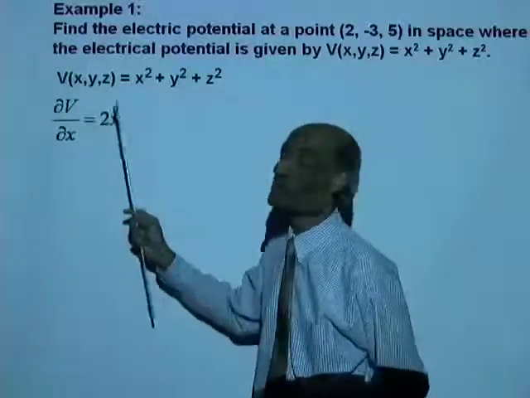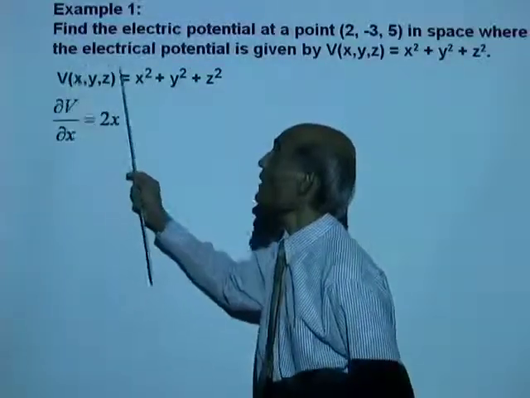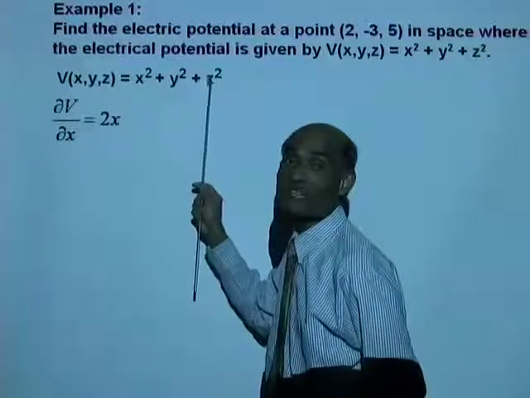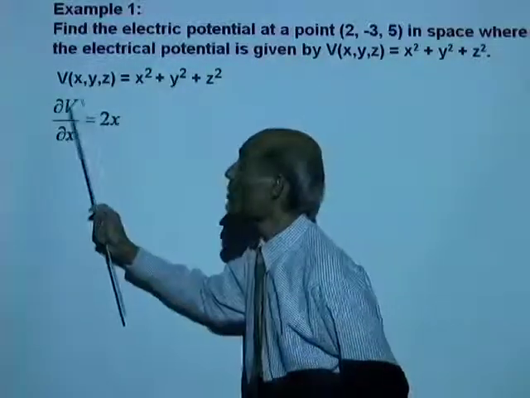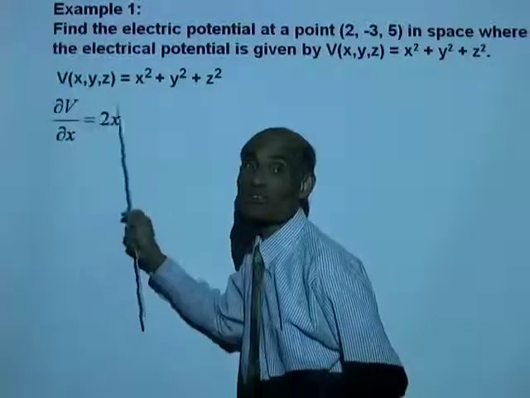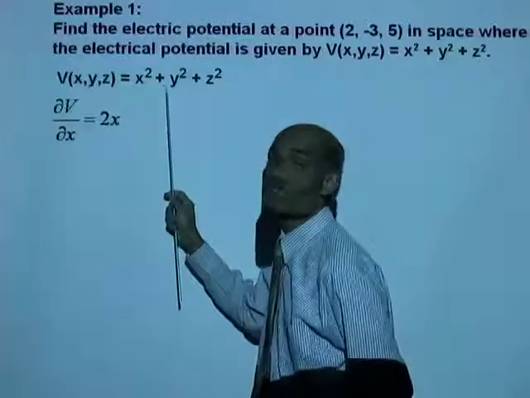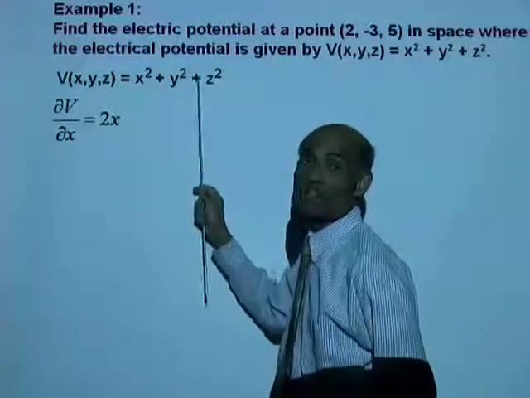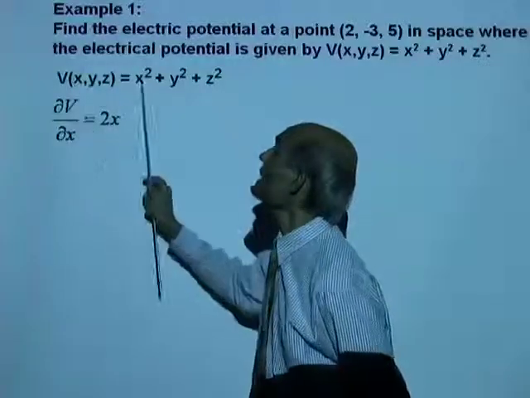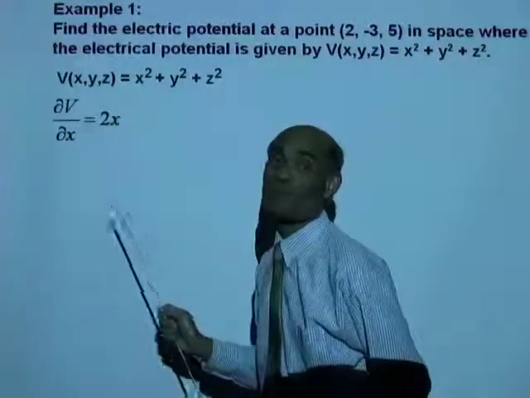That's very simple for you. Find the derivative of V with respect to x when y and z are constants. That is what we call the partial derivative of V with respect to x. When y and z are constants, the derivative of y squared and z squared will be 0. So del V by del x is 2x.